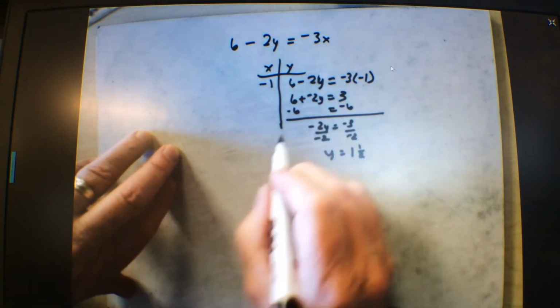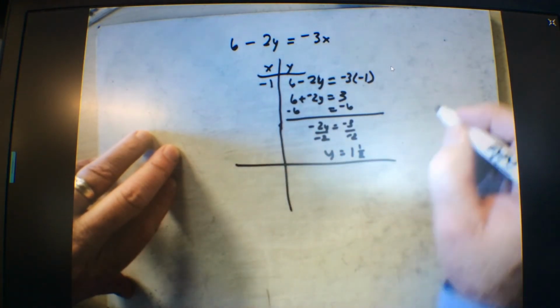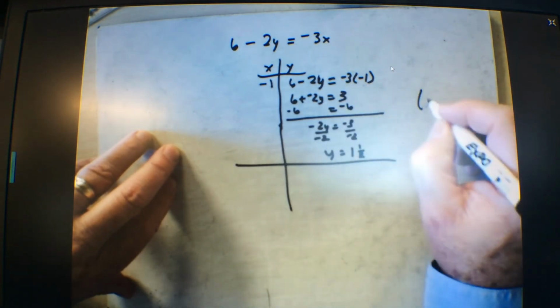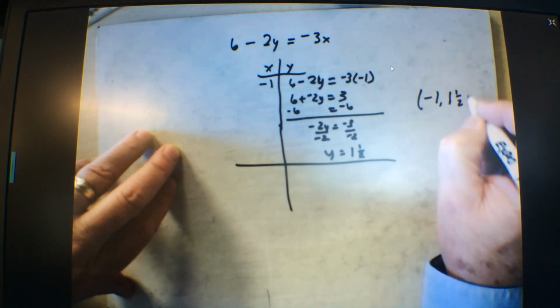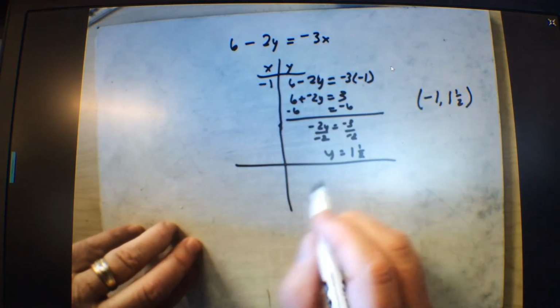Is that correct? So instead of doing my points here, I'm going to show you that this point right here is (-1, 1 1/2). Right? Is that an x or y intercept? No. Okay, so now I'm going to put in something for y just for fun.